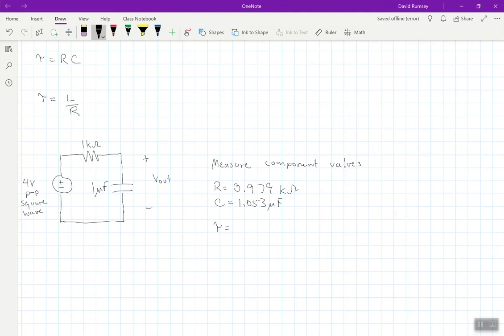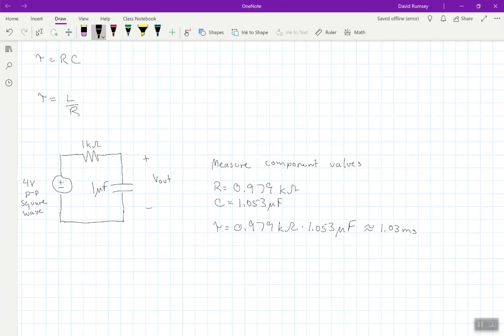So tau is equal to R times C. So we just do 0.979 kilo ohms times 1.053 microfarads. And when you do that, I wind up with approximately 1.03 milliseconds. So we have that there.